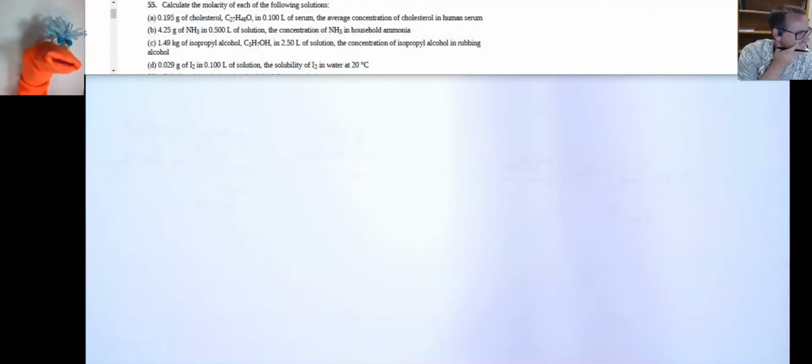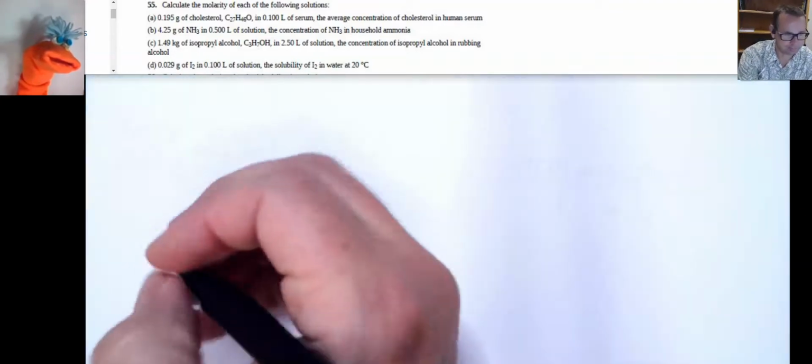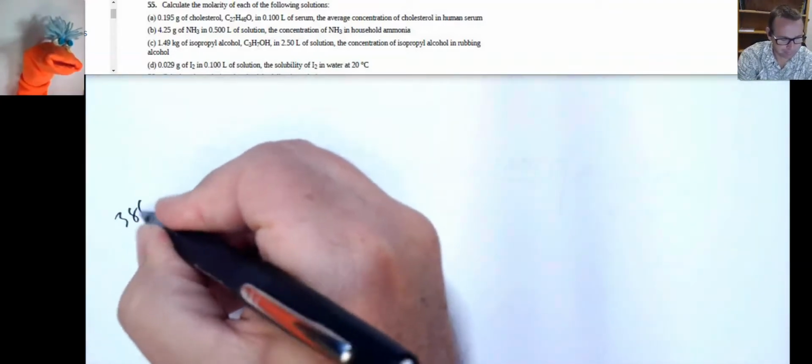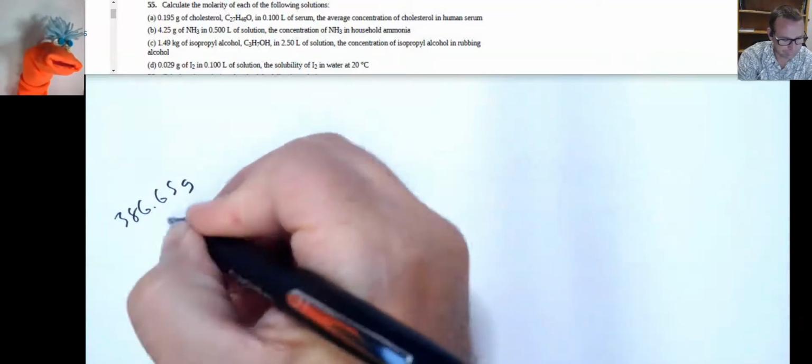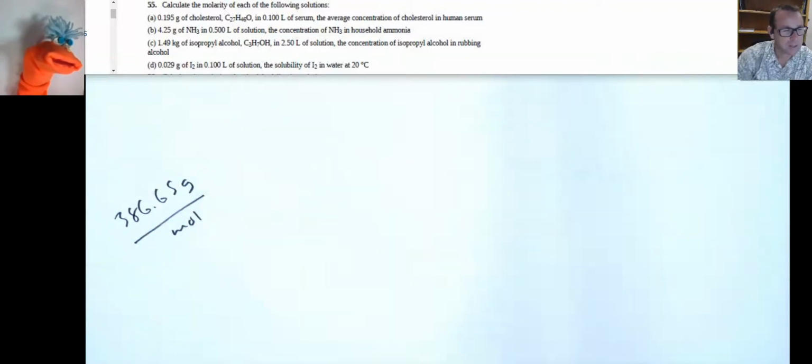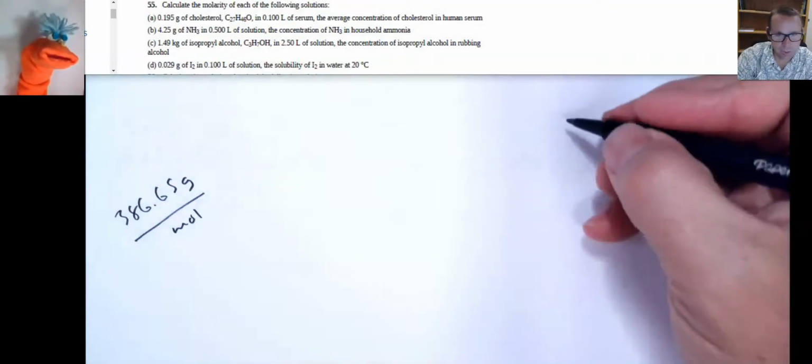So we have slightly different compounds for cholesterol, pretty much the same. Well, some have a different number of hydrogen. No, that's the same. Okay, 386.65. That's how many grams there are per mole of cholesterol. And we start off with 0.195 grams of cholesterol.